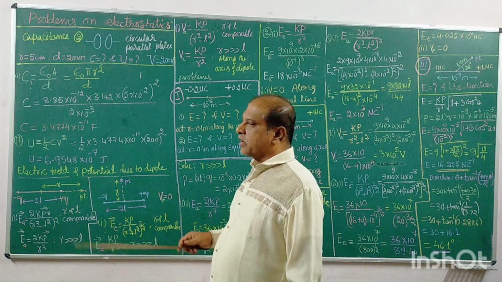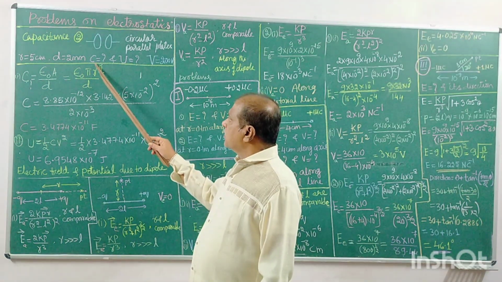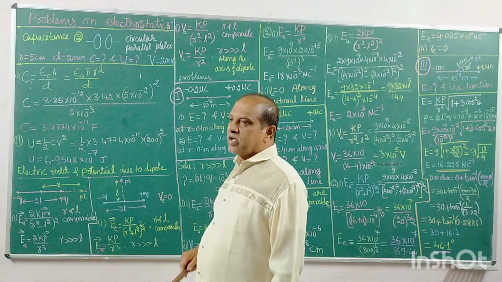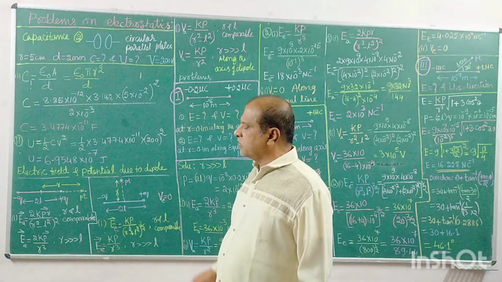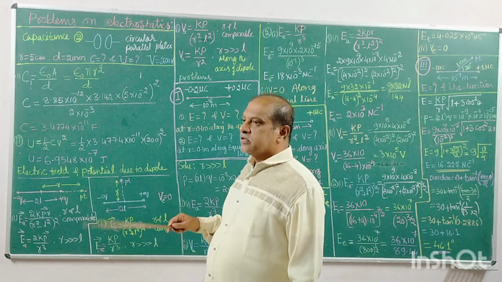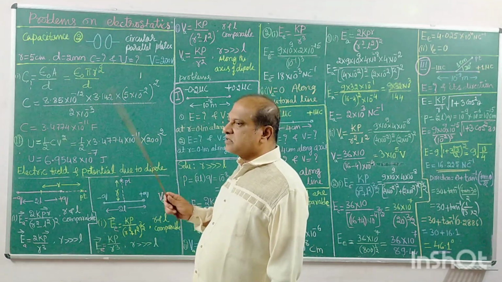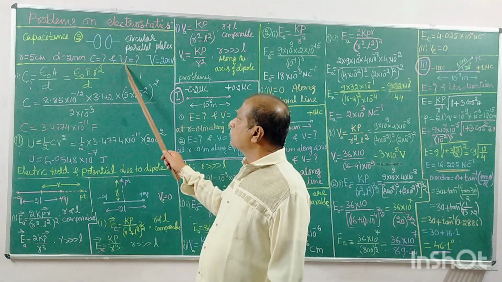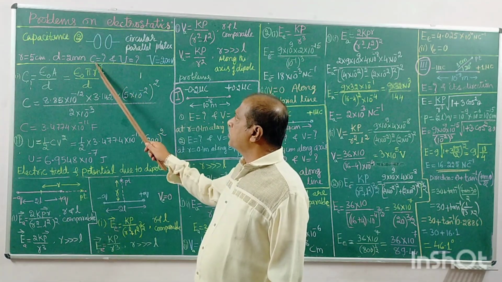We are supposed to calculate what is the capacitance of this capacitor and the energy stored up. Energy means the electric energy stored up, the maximum energy which can be stored, that is U. These two are to be calculated.